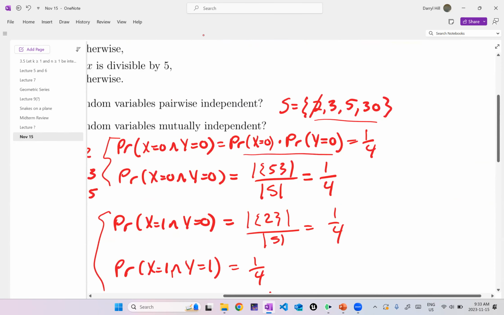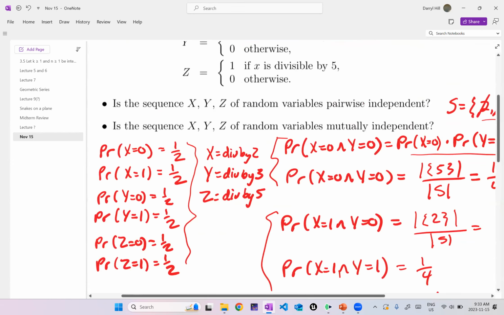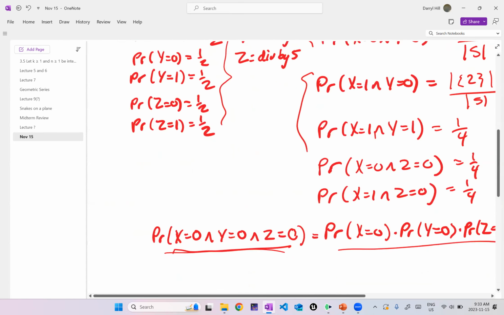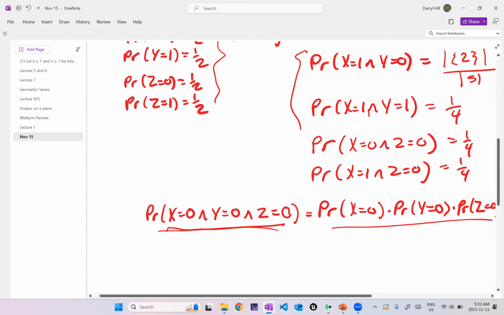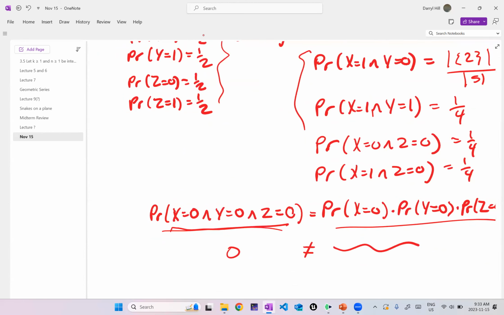not divisible by 2, that eliminates these. Not divisible by 3, that eliminates 3. And not divisible by 5, that eliminates 5. So it turns out the very first one that we looked at was empty, which means that this probability is equal to 0, and it's not equal to whatever this happens to be. So x, y, and z are pairwise independent, but they are not mutually independent. Okay.